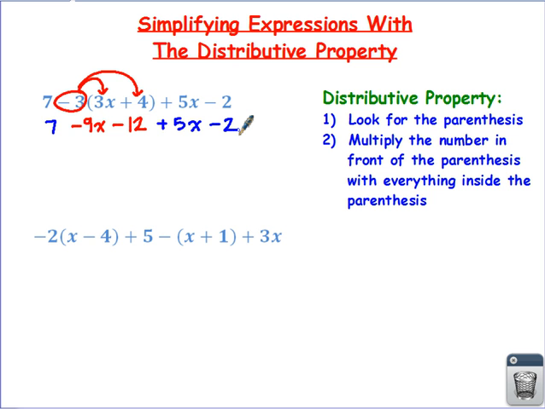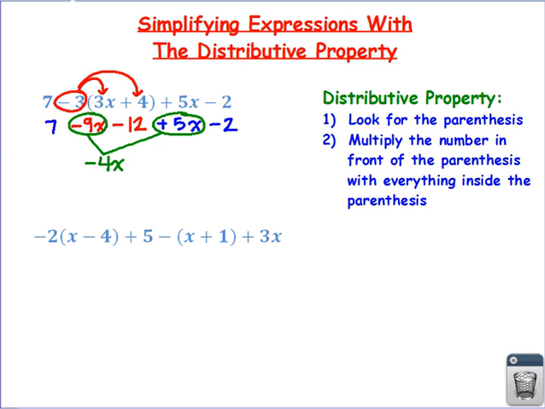And just like the other day, we're just going to combine our like terms. Now, I always combine the ones with the variables first. So I'm going to combine my negative 9x with my positive 5x. Negative 9 plus 5 is going to give me negative 4. So there's a negative 4x.